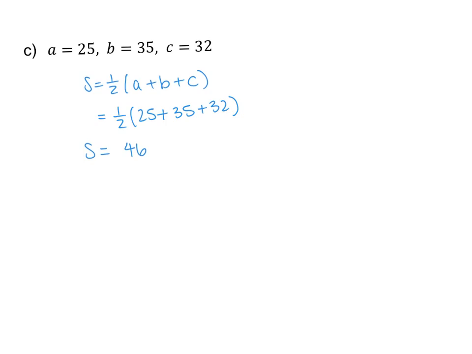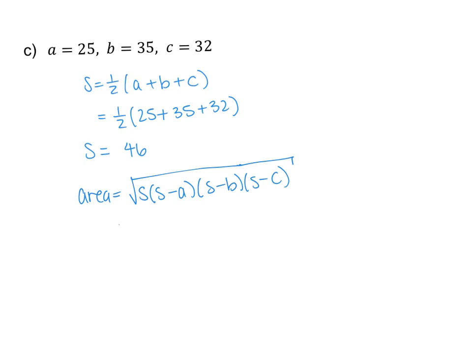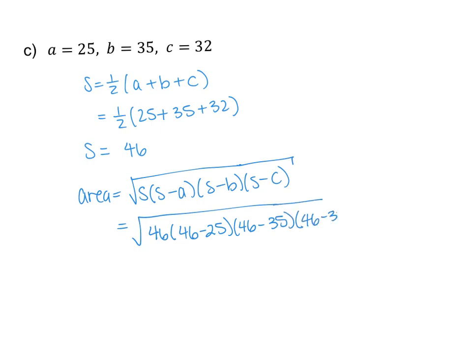So I'm just going to write the area formula real quick so you guys can see it. Up above, or on the first page, the area formula is always S, the semi-perimeter, times S minus A, times S minus B, times S minus C. In this case, I'm just reusing S several times. So this is going to be 46 times 46 minus A, which is 25, times 46 minus B, which is 35, times 46 minus 32.